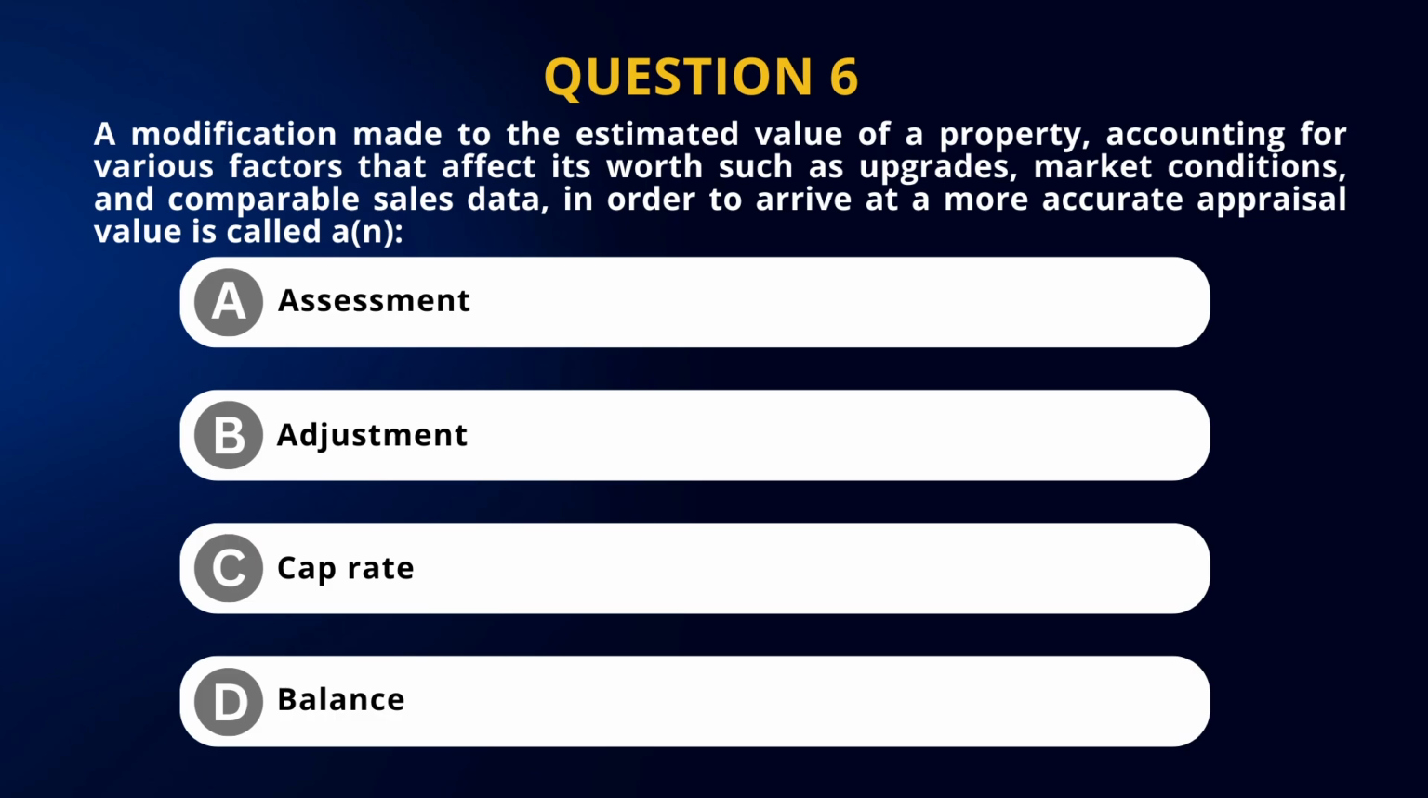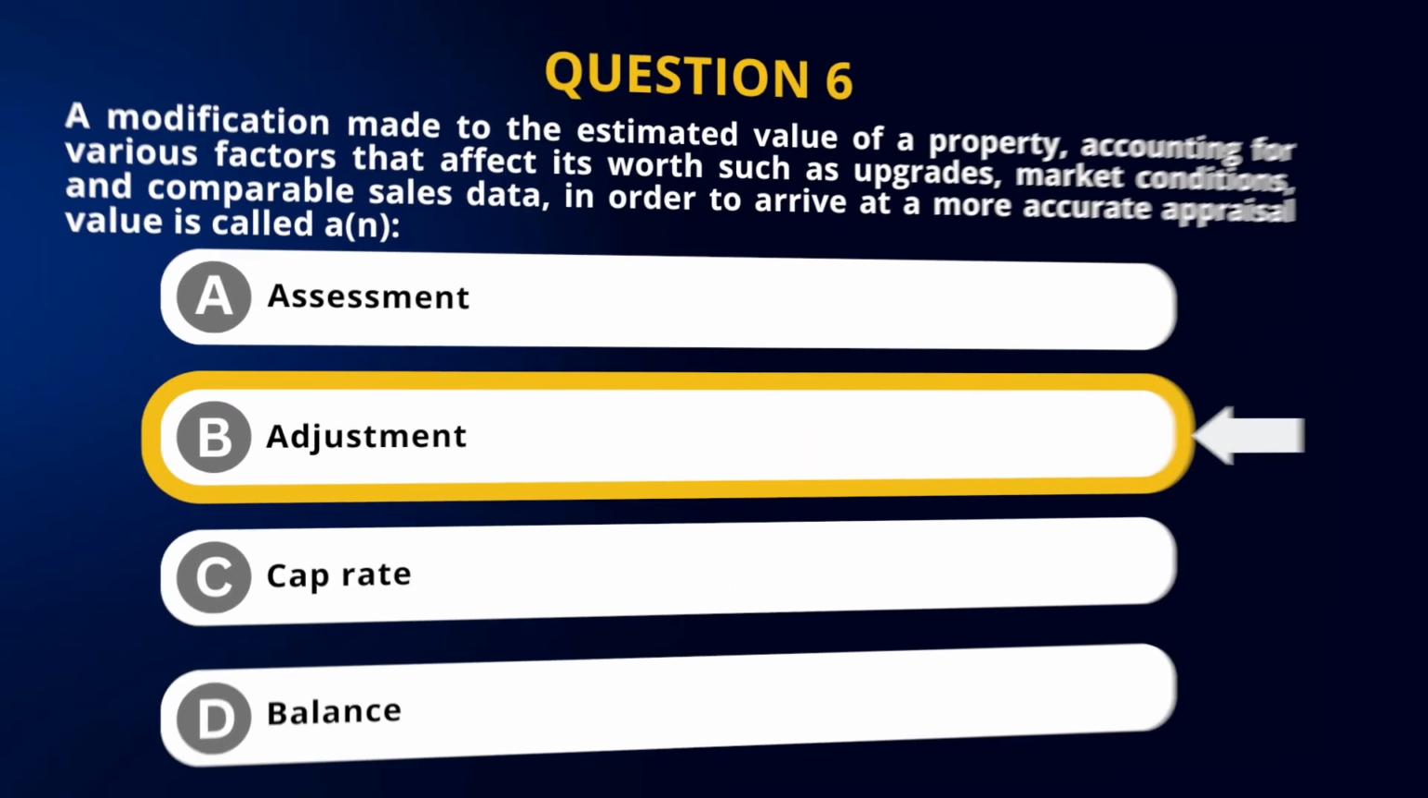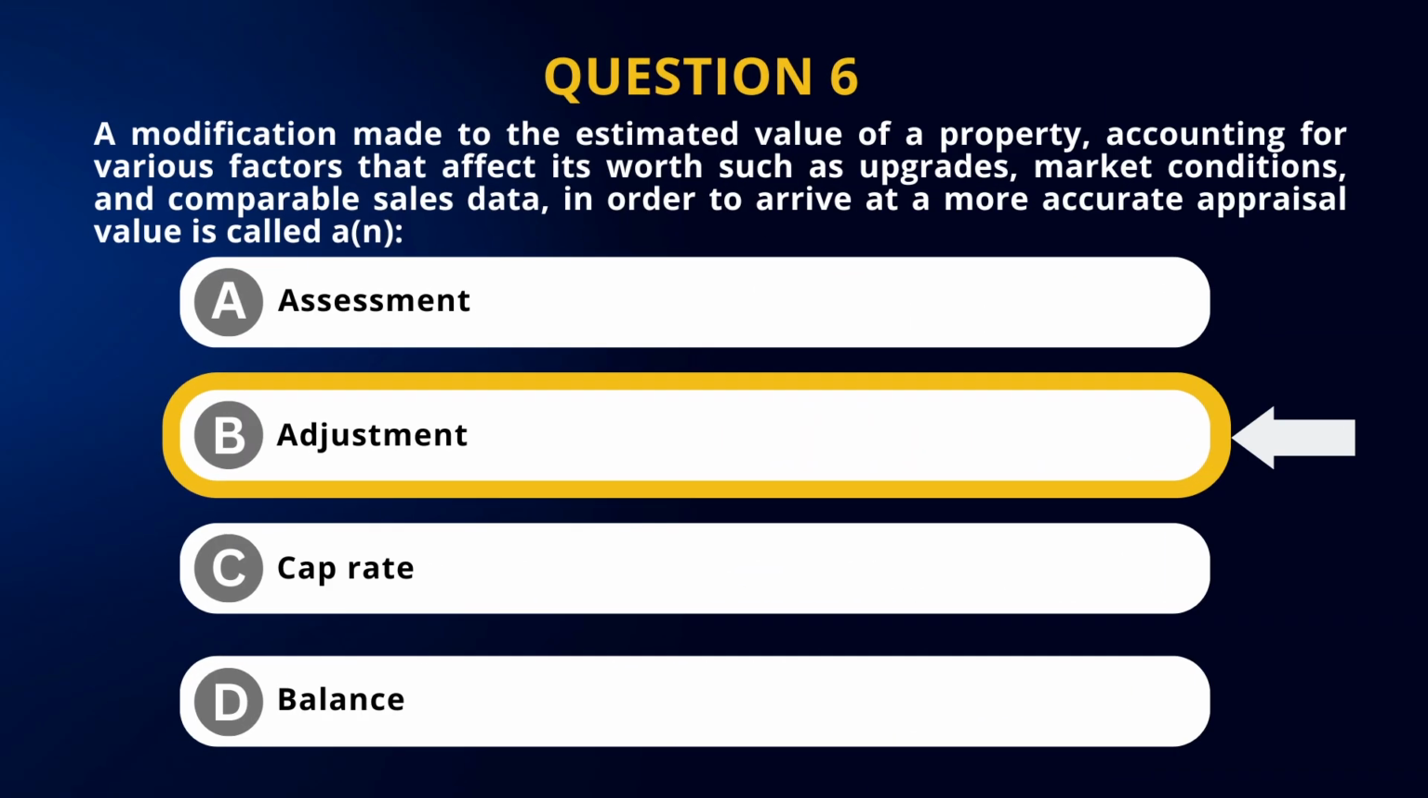And the answer is letter B, an adjustment. Okay, so appraisers make adjustments, either up or down, to valuation, and that's to get to a better and more accurate appraised value. Never forget that all an appraisal is an opinion of market value based on that specific day. So an appraiser is also rendering an opinion of value.